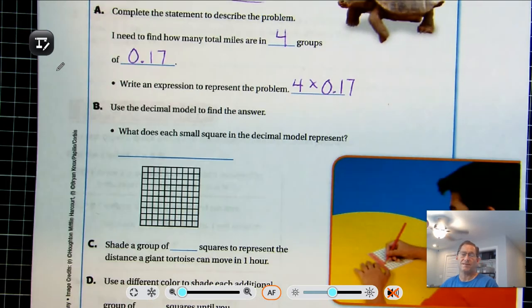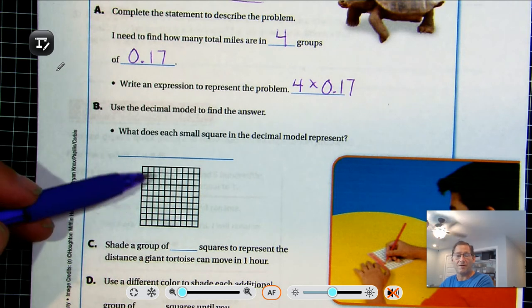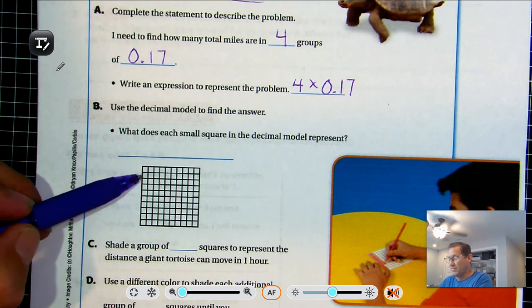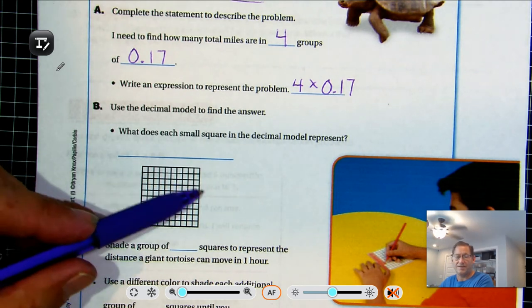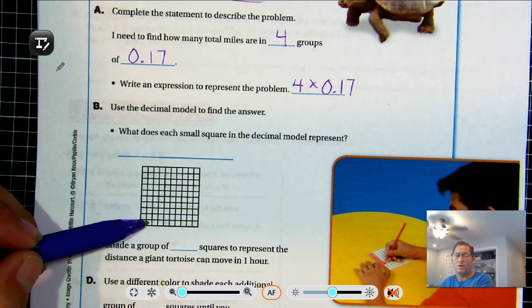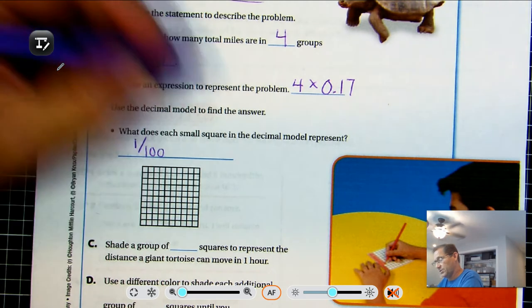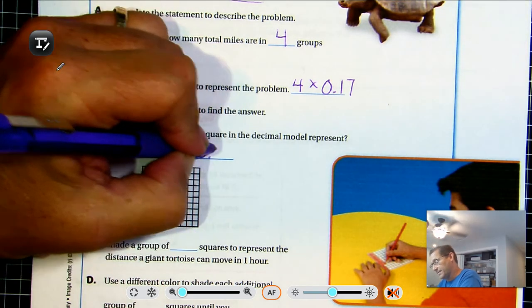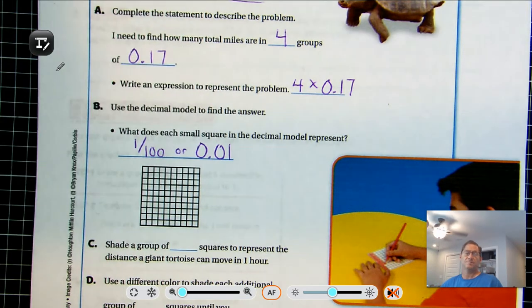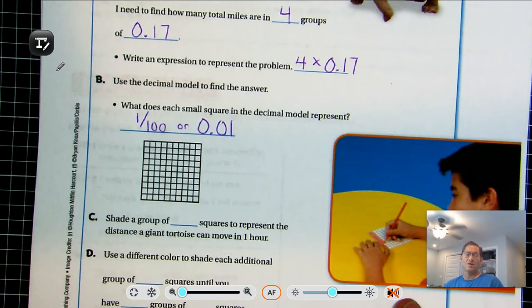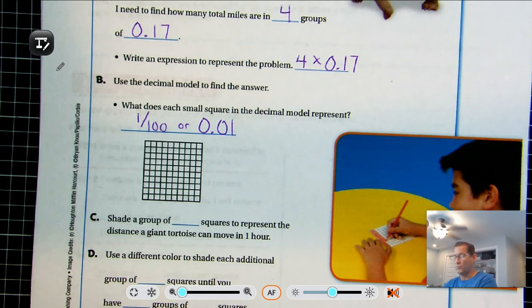So let's use the decimal model to answer this. So what does each small square in the decimal model represent? Well, remember, there are 100 squares in here. So each one is 1/100th. So they represent 1/100th, or we can just say 0.01. So we're going to shade a group of 17 squares to represent the distance a tortoise can move in 1 hour. That should be fairly straightforward. Let's do 17.